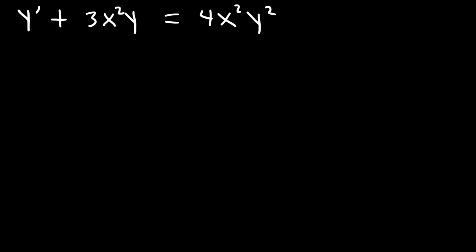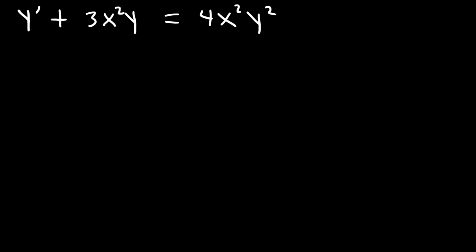Now let's work out another example. So let's say we have this equation, y prime plus 3x squared times y is equal to 4x squared y squared. So now that you understand the process of solving Bernoulli's equation, go ahead and try this one.